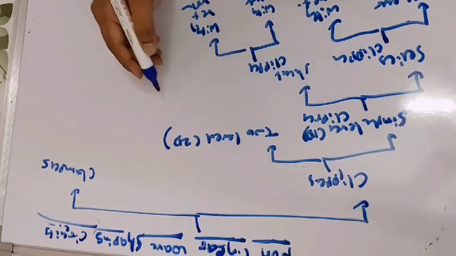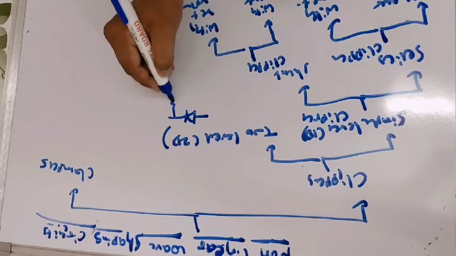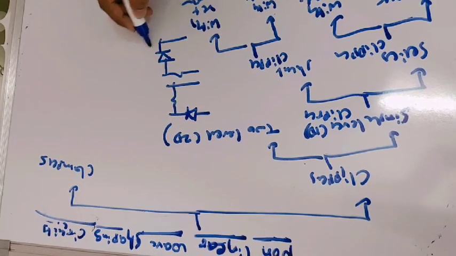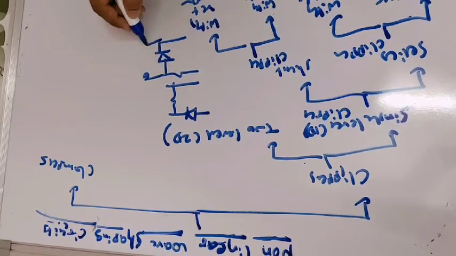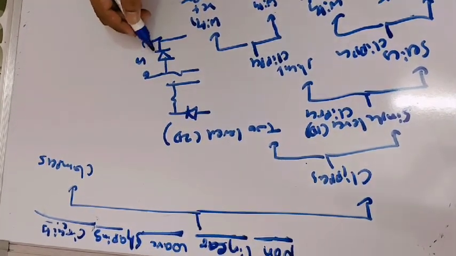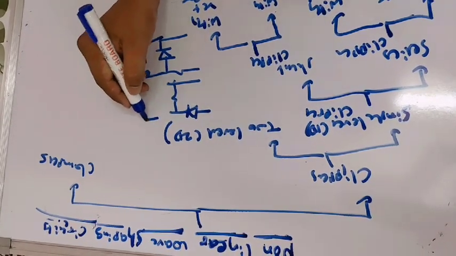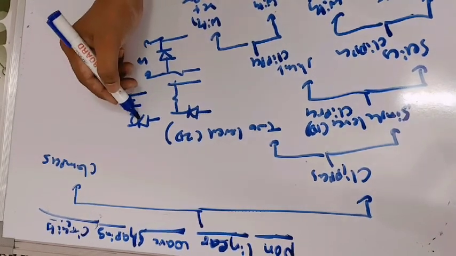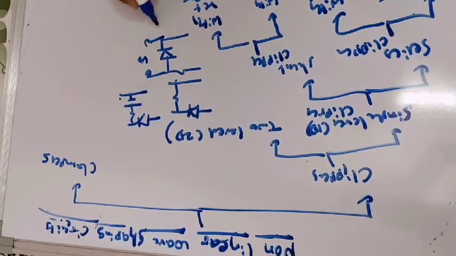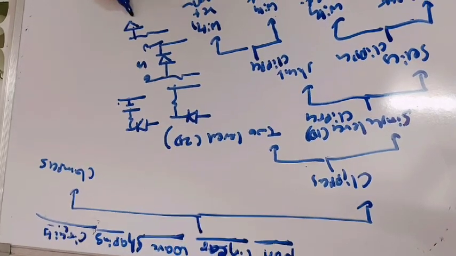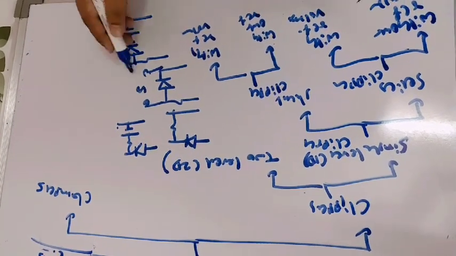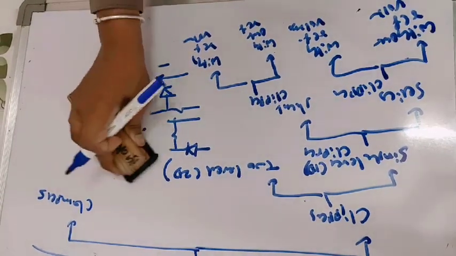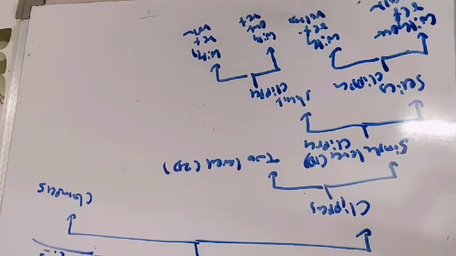If the diode is connected in series with the load, then it is called a series clipper. If the diode is connected parallel to the load, let us consider the load is applied across this terminal, this is called a shunt clipper. If you consider along with this some reference voltage, then it is called a series clipper with reference voltage. If you consider here some reference voltage, then this is called a shunt clipper with reference voltage. So this is a general classification related to the series clippers and shunt clippers.